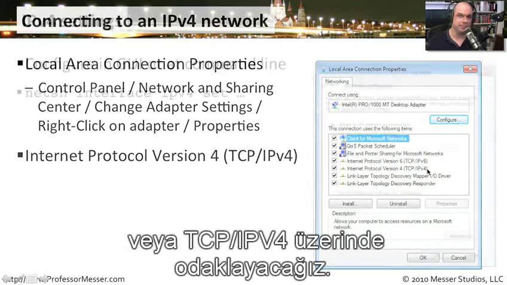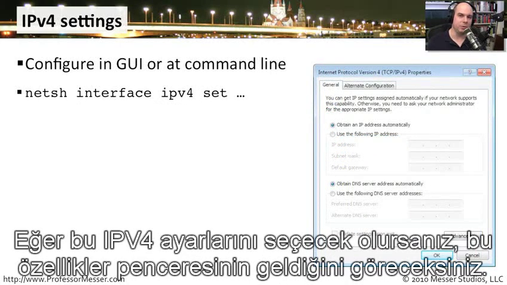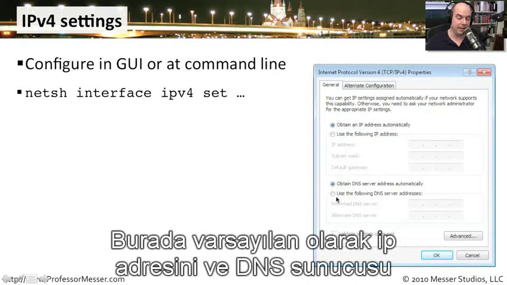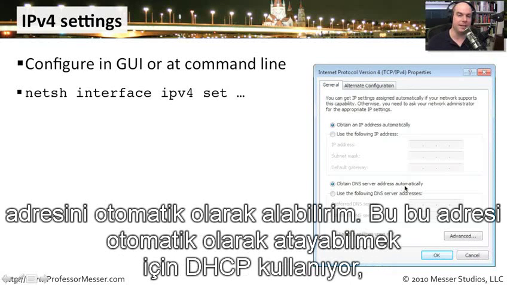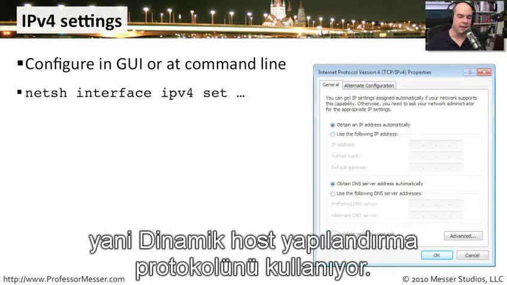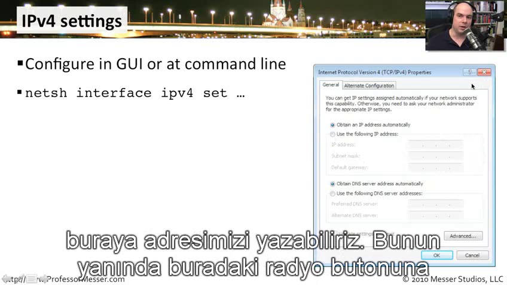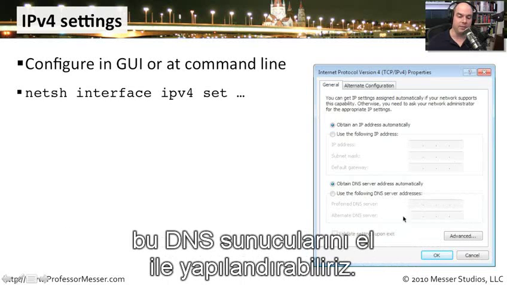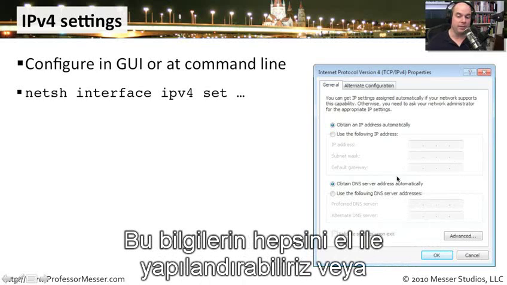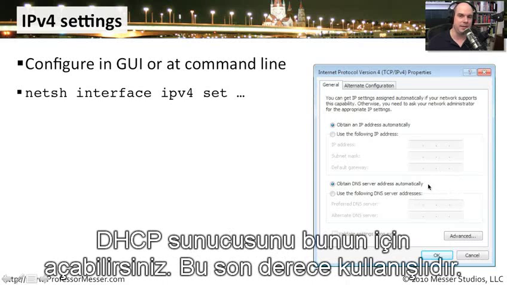That's right in here. If you were to select that IPv4 setting, you would see this properties page come up where I can obtain an IP address automatically and obtain a DNS server address automatically as the defaults. And this is using DHCP, that Dynamic Host Configuration Protocol, to be able to automatically assign this. But if we wanted to manually assign an IP address, we would simply press the radio button and we can put our address in here. We could also push the radio button for DNS server addresses and manually configure DNS servers as well. So if we configure these manually, we're going to have to type all that information in. You can start to see why DHCP is so useful.